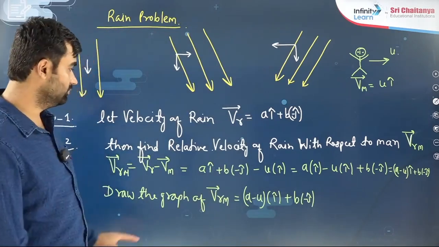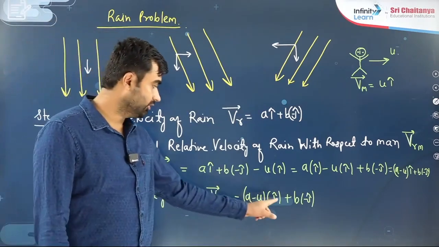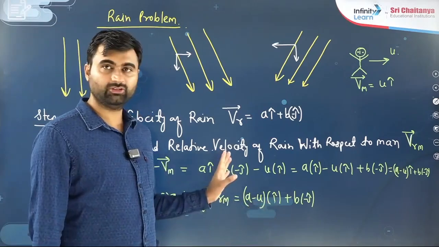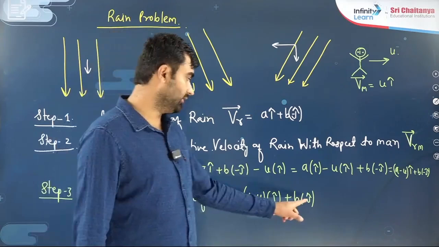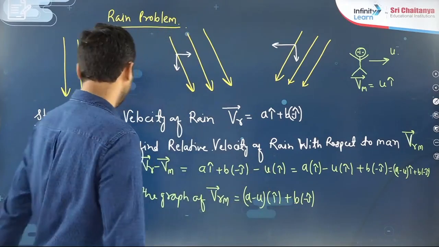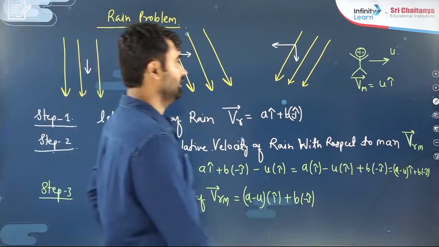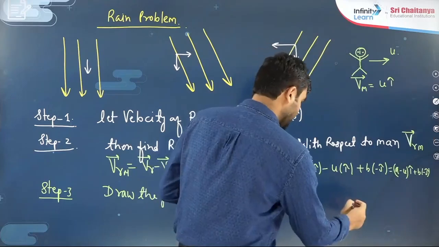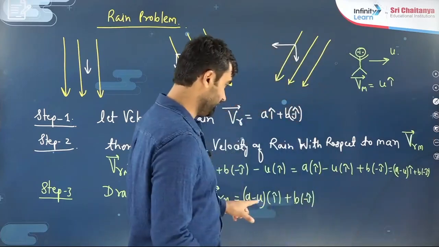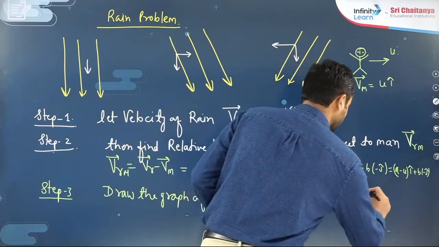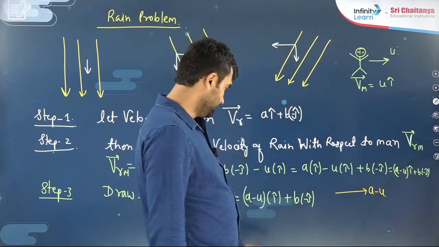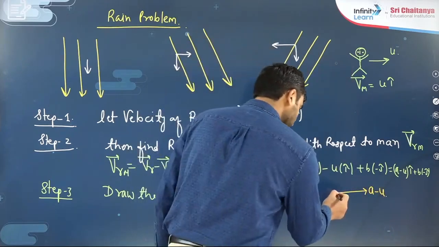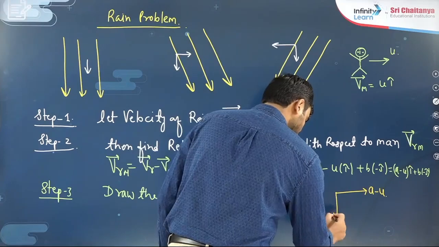Now, how to draw the graph? In the I cap direction, I cap, J cap, these you all know. So in the I cap direction, how much? A minus u. In the minus J cap direction, how much? B. So here in the I cap direction, A minus u. In the minus J cap direction, B. So here it is B.